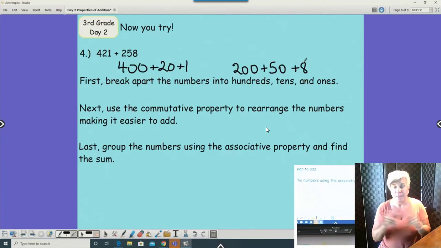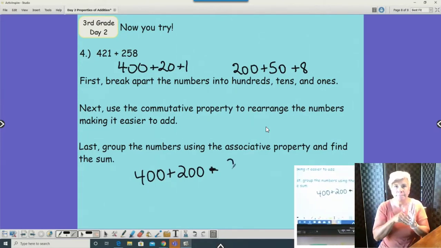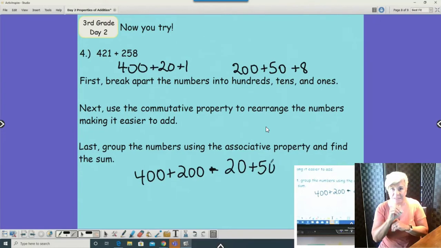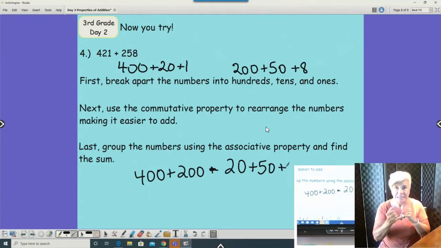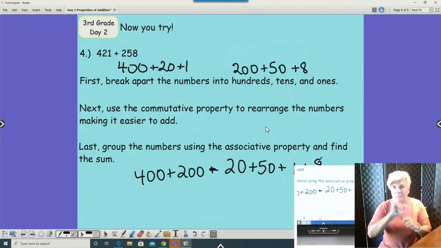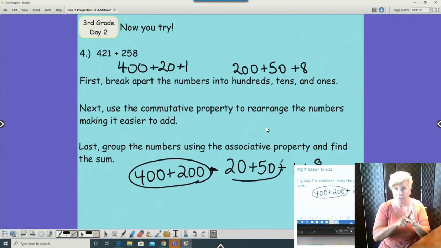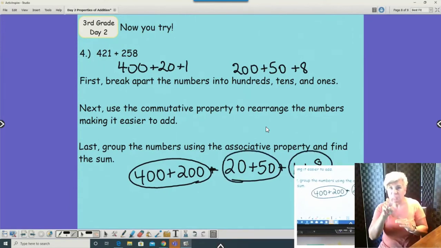Okay, using the commutative property, I'm hoping you took those hundreds and put them together. 400 plus 200. I'm hoping that you then grabbed the 20 and the 50. And finally, I'm hoping that you grabbed the 1 and the 8, and that your problem looks similar to this. The last step was then to use that associative property to group those numbers. So I'm hoping you grouped these two, and then these two, and these two. Did you get it? Fantastic. I knew that you would.